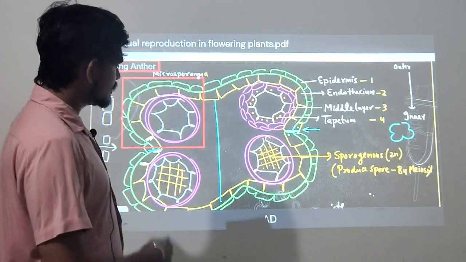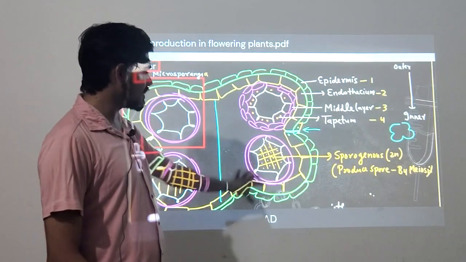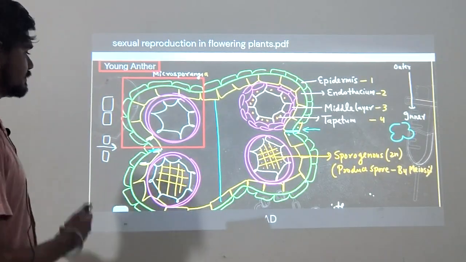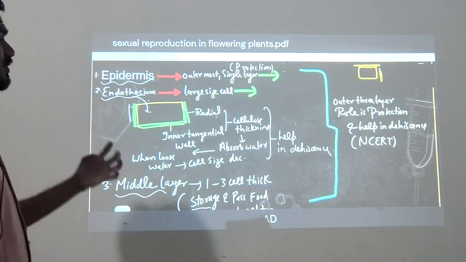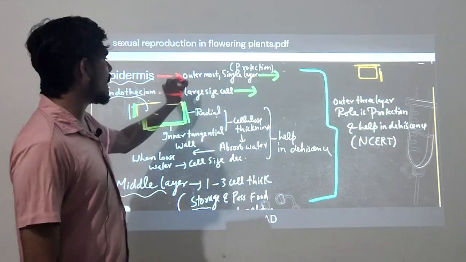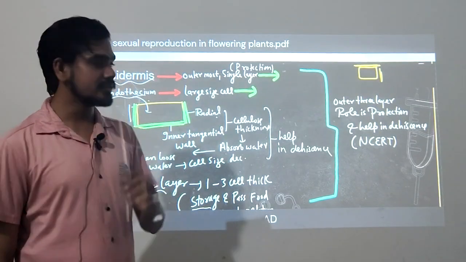Okay, so this one is the sporogenous tissue, and everything you are seeing here is diploid. These all are diploid. So now we are going to study one by one, starting with the epidermis. The epidermis is the outermost, single layer that provides protection to the anther.